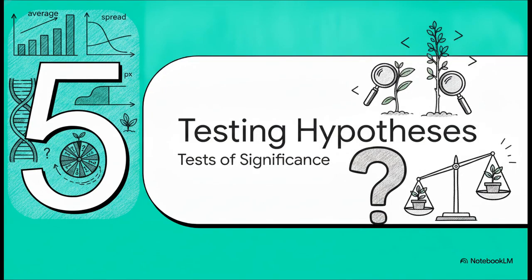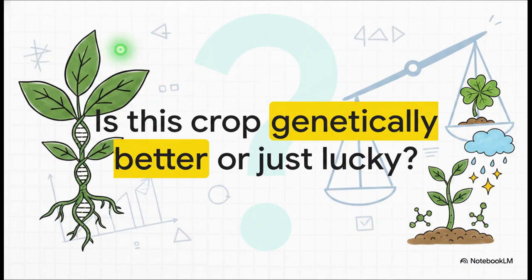Now we reach the really critical phase in Section 5, testing our breeding hypotheses. So, we've found our average, we've measured the spread, and we've played the genetic lottery to find a supposedly superior plant. But here is the ultimate question. Is this new crop actually better, or was the soil just luckier?